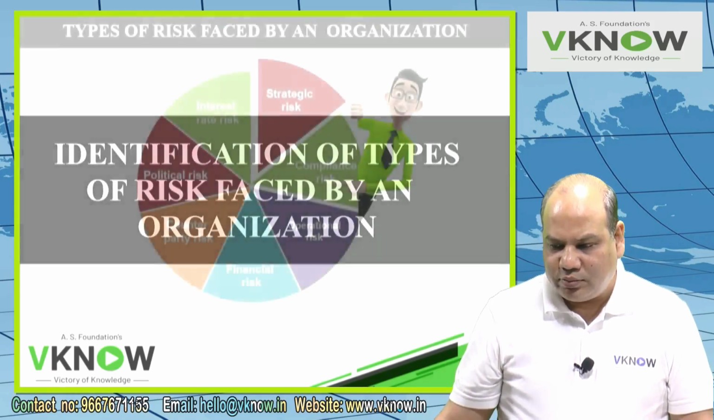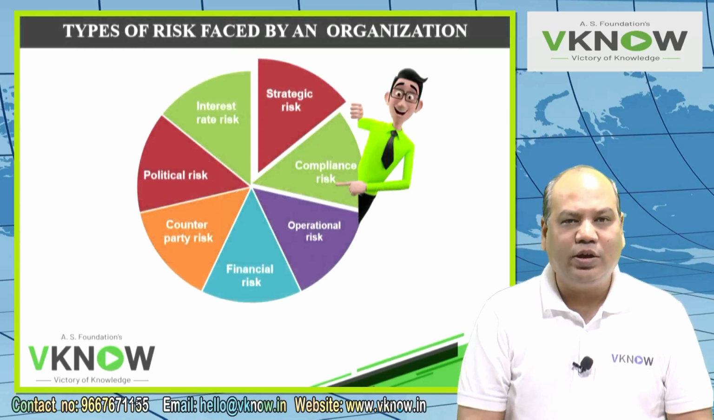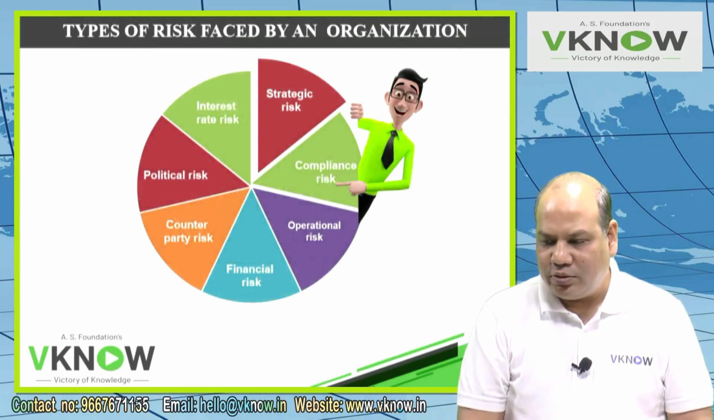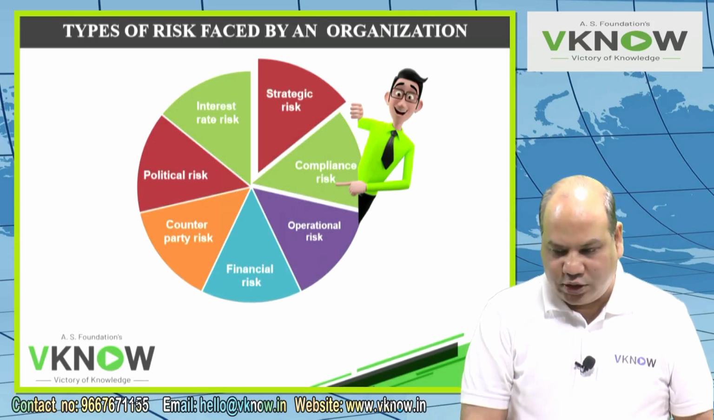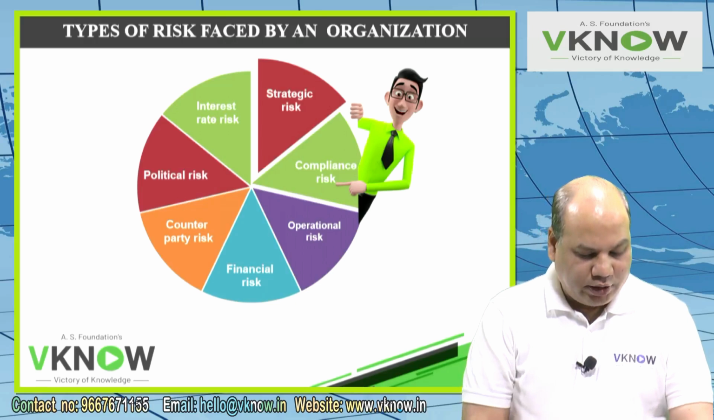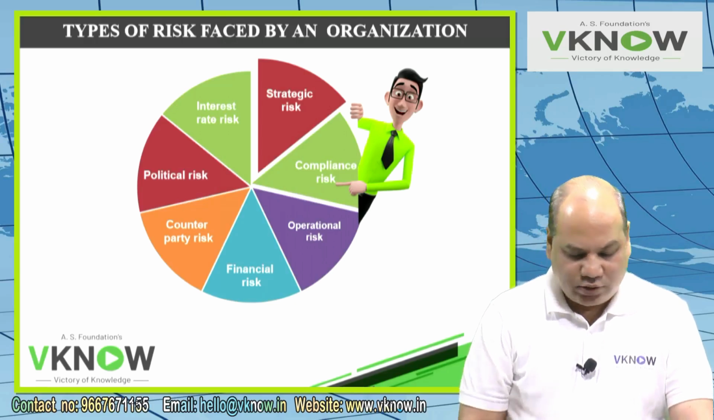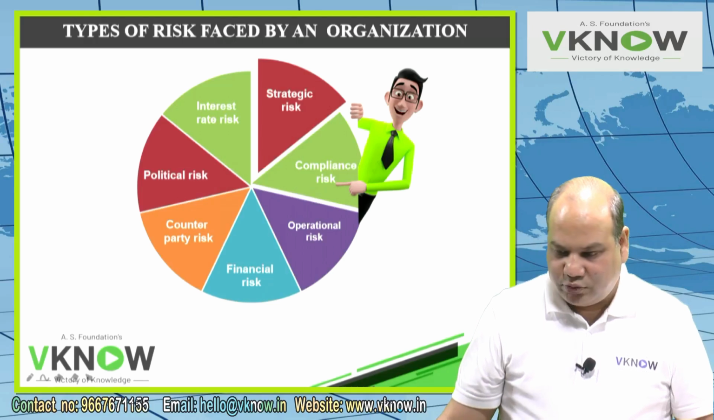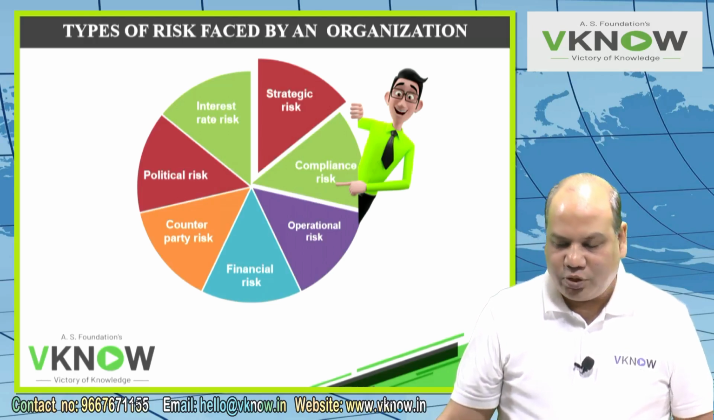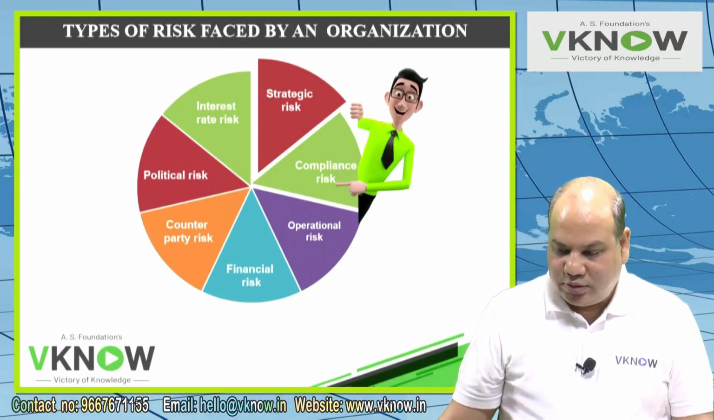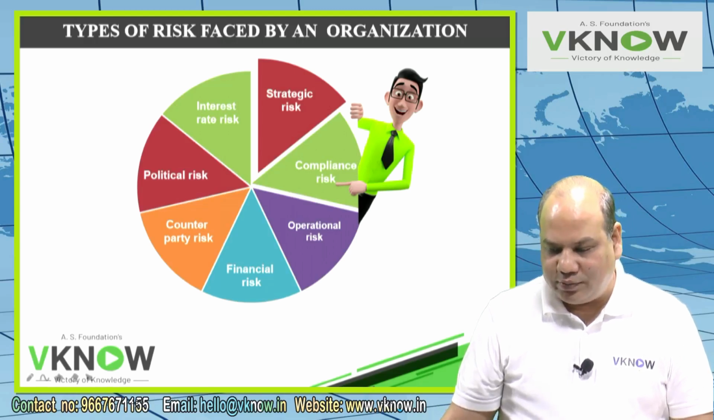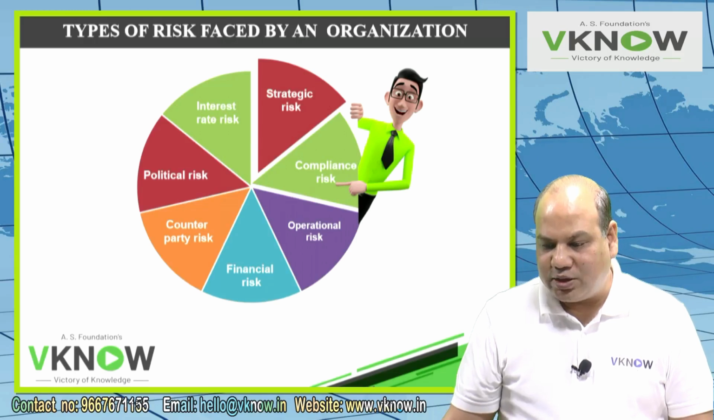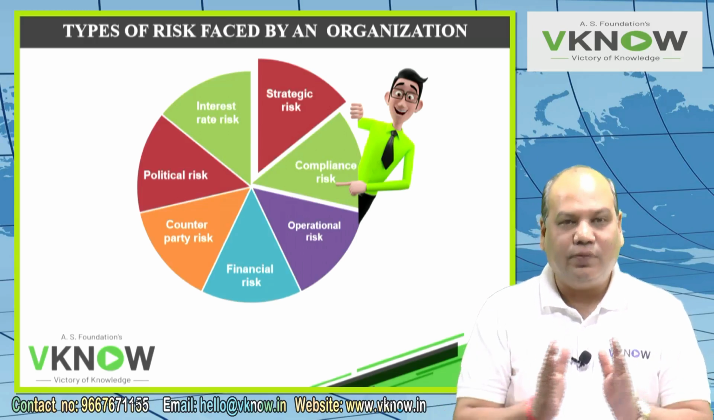For a theory question, they can ask you what are the various types of risk faced by an organization. So you can see in the diagram, an entity faces various types of risk. Where should we start from? Interest rate risk, political risk, country risk, financial risk, operational risk, compliance risk, and strategic risk. Of course, this list is not enough. This is just an idea of some of the major risks which a business entity will face.